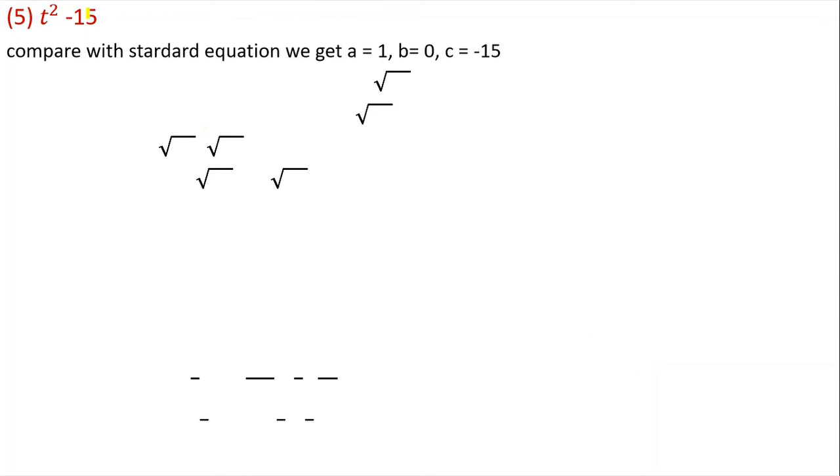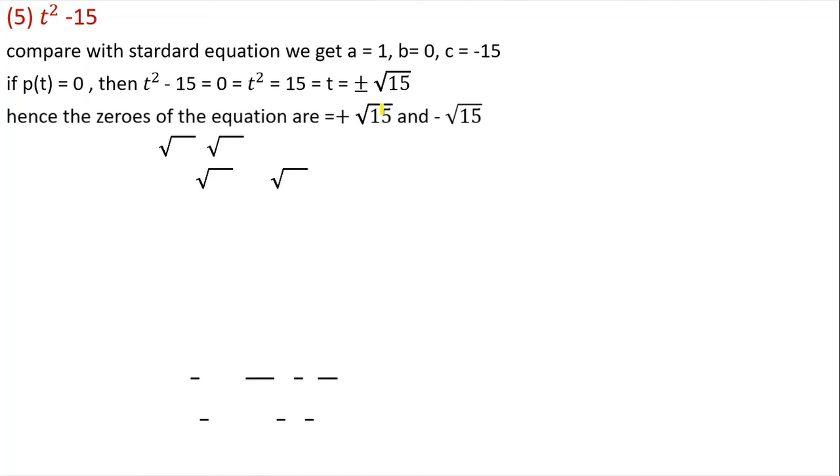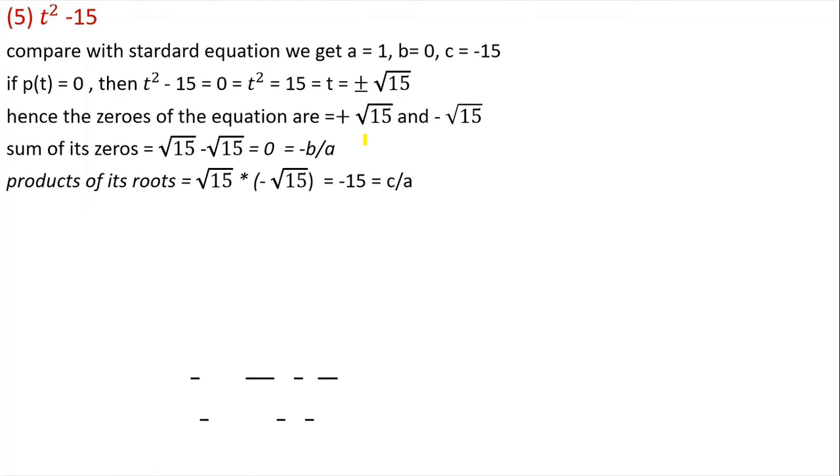Okay, here there is no x term, so I want to simplify this equation just by equating with 0. So if t square minus 15 is equal to 0, then t is equal to plus or minus square root of 15. That is, the zeros of t are plus root 15 and minus root 15. Okay. Now if you want to check the relationship between them, the sum of these zeros is equal to plus root 15 plus minus root 15, which is equal to minus b by a, and the product of zeros, which is equal to minus root 15 times plus root 15, which is equal to c by a.